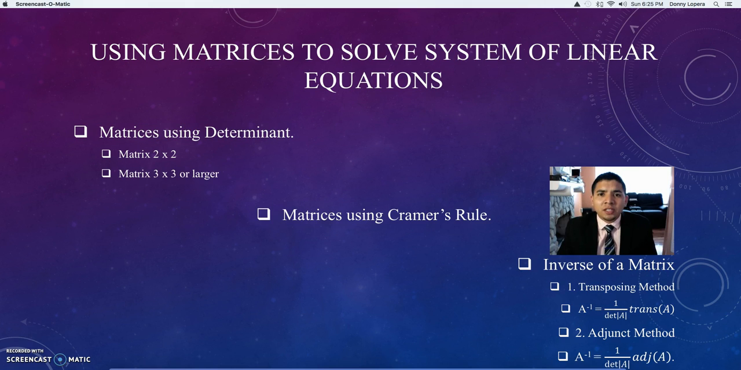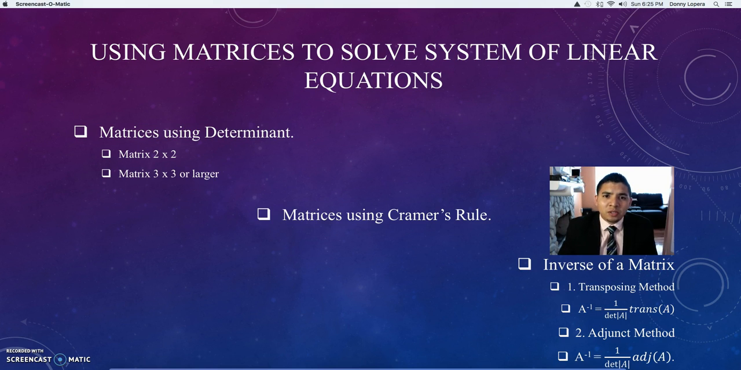A determinant is a square array of numbers enclosed in a pair of vertical lines, which represents a certain sum of products. For a 2 by 2 matrix, simply multiply the top left by the bottom right, then subtract the bottom left multiplied by the top right. Later on, I will give you an example of the 2 by 2.